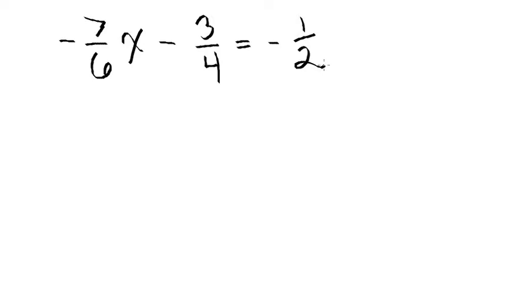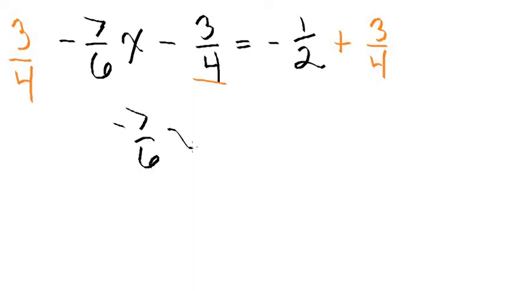First thing we want to do is we want to get rid of this constant term here, which is this negative 3/4. And by doing that, we're going to add 3/4 to both sides. Adding 3/4 to both sides, so the 3/4 minus 3/4 gives us 0, and that was the whole idea. And now we have negative 7/6 x is equal to, and you're probably going to need to brush up on your fractions. But we have a negative a half plus 3/4.